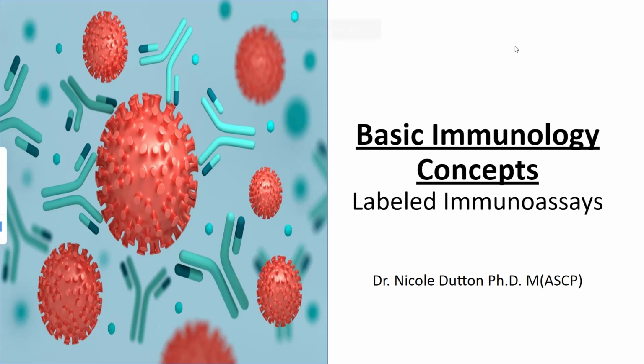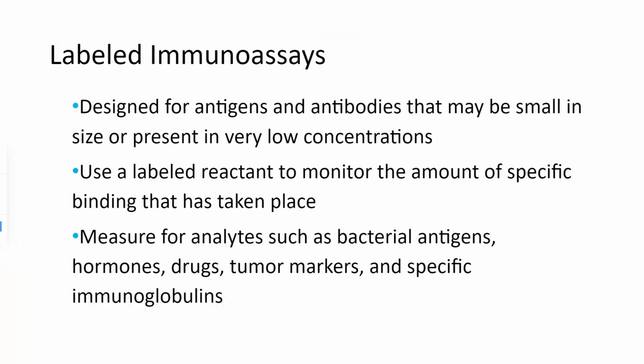Labeled immunoassays. Labeled immunoassays are designed for antigens and antibodies that may be small in size or present in very low concentrations. You use a labeled reactant to monitor the amount of specific binding that has taken place. It's used to measure analytes such as bacterial antigens, hormones, drugs, tumor markers, and specific immunoglobulins.